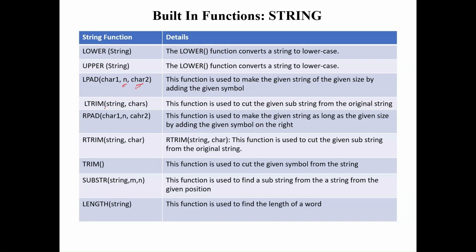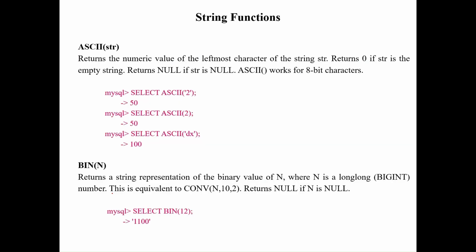Ltrim removes the data from the left. Rpad adds the data at the right side. Rtrim means removing from the right side. Trim is used to cut the given string. Substring: if I want to find the substring from the given string from a particular position, then you can use substring. If I want to find out the length of the string, then the length function is available. So various string functions we can use along with the select command.